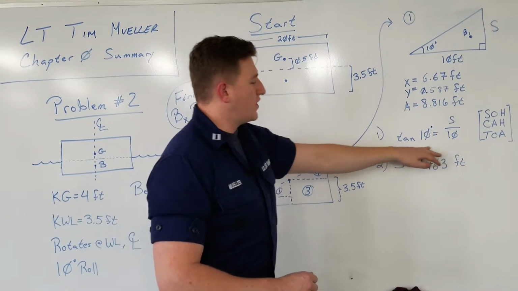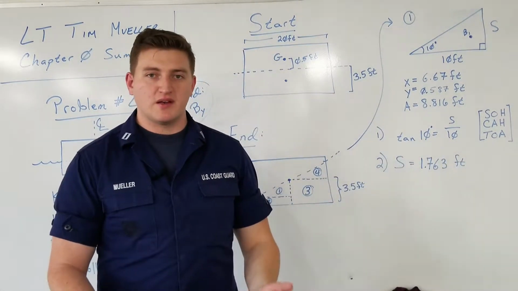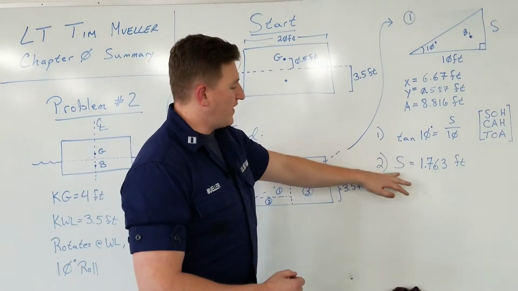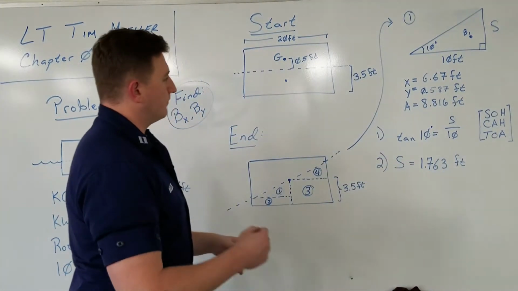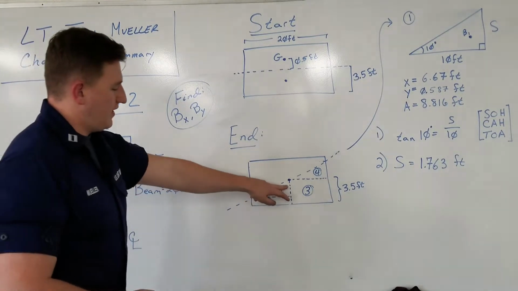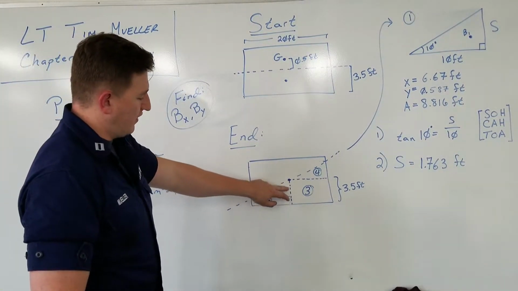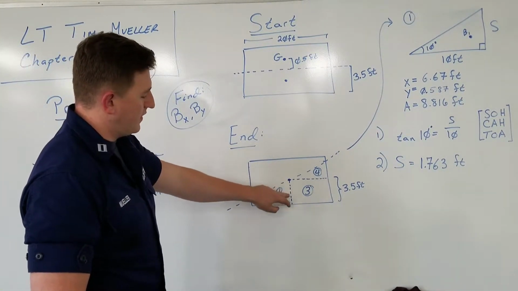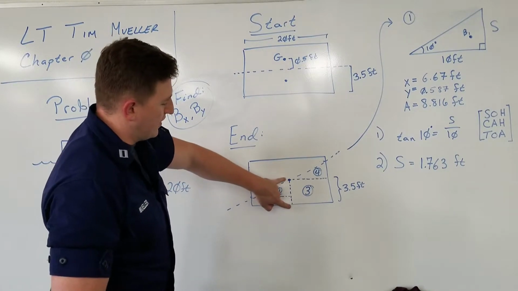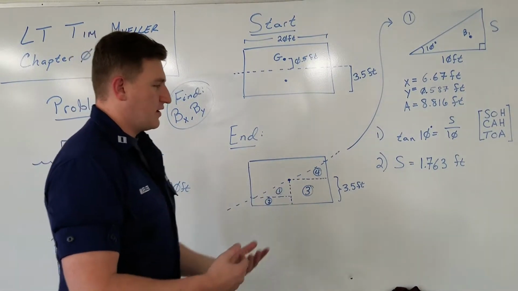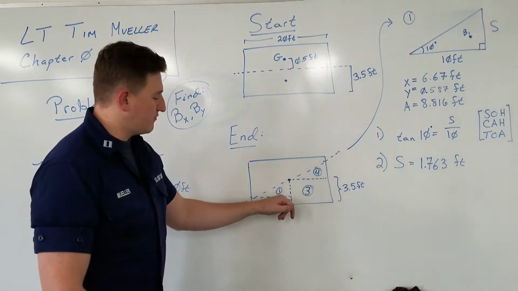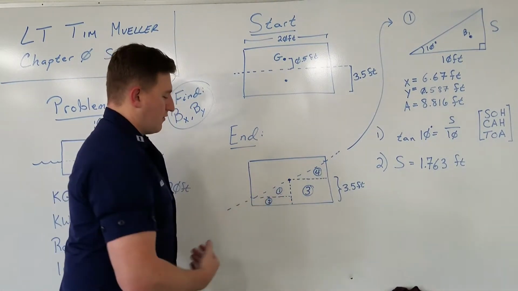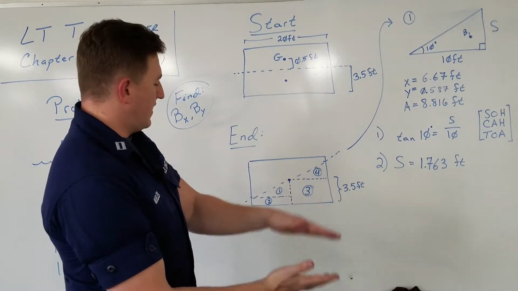So setting up our equation, we have one equation, one unknown, so we can solve for s. We find that s equals 1.763 feet. Cool. We can use that over here. We know that this height here is 1.763 feet. We know the entire length of this is 3.5 feet. So we can subtract 1.763 from 3.5 and we can get the height of this rectangle. We know that it's 10 feet wide, and now we know how high it is.